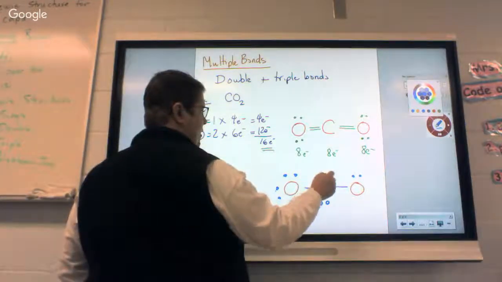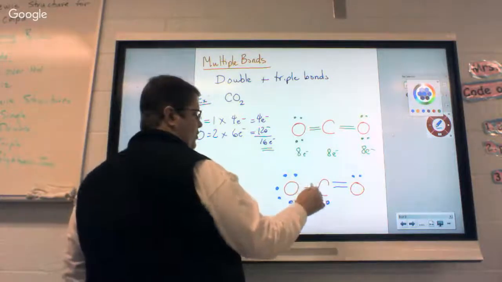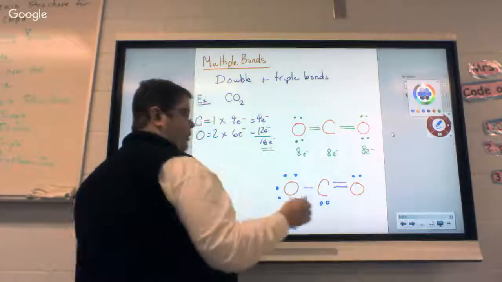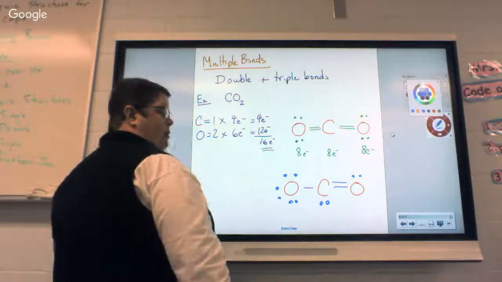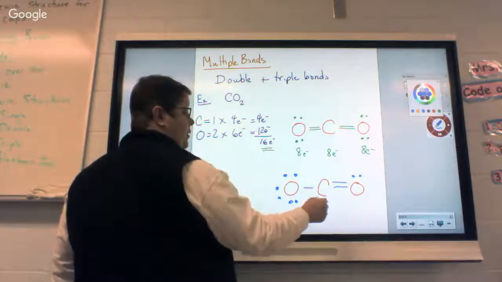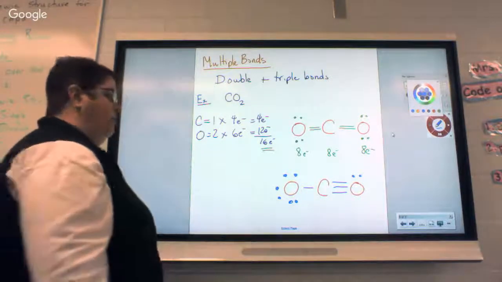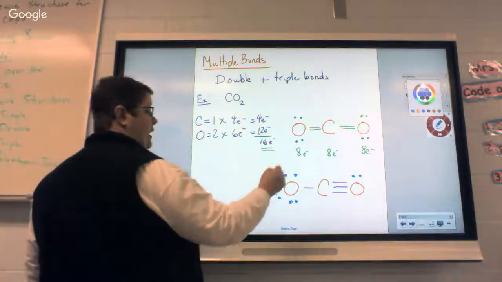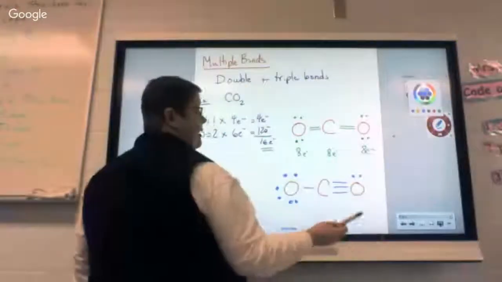Take it from here and put it there. And so now the C has 2, 4, 6, 8 still. And O has 6. So it's almost there. So what am I going to do here? Take that out and put it there also. So now this one has 8. This one has 8. And this one has 8.